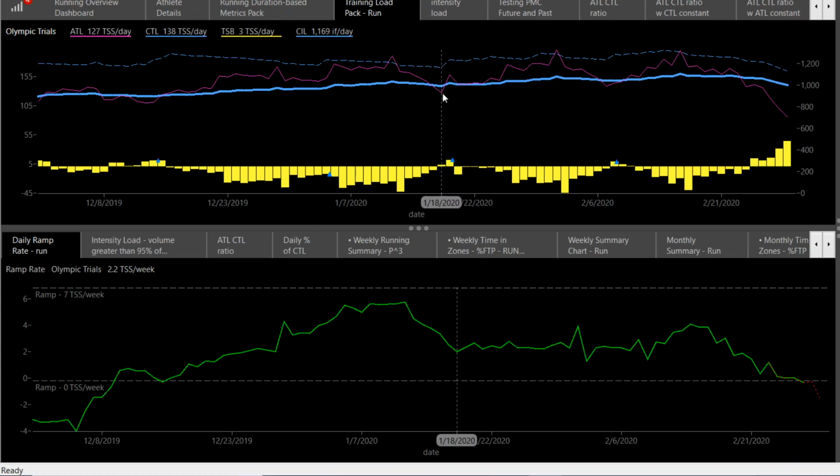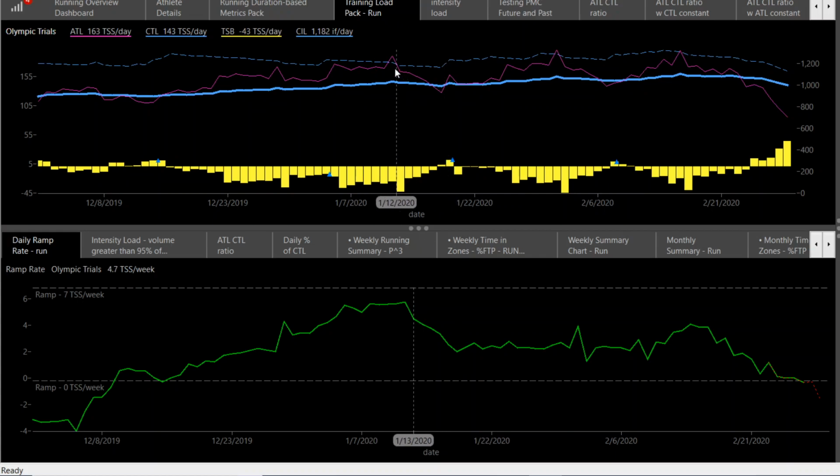But again, because of the math, look what happens. Because it's ATL minus CTL equals your training stress balance. Once you have ATL less than CTL, CTL is a higher number, you're going to get a positive. All right? So I just said that wrong. It's chronic training load minus acute training load. So this is higher, this is lower. When chronic training load is higher than acute training load, the acute training load has sunk down below, then your TSB starts to swing positive. And that means you're starting to freshen up a little bit.